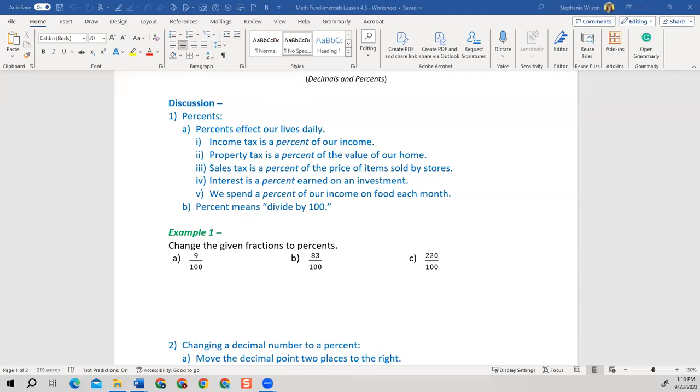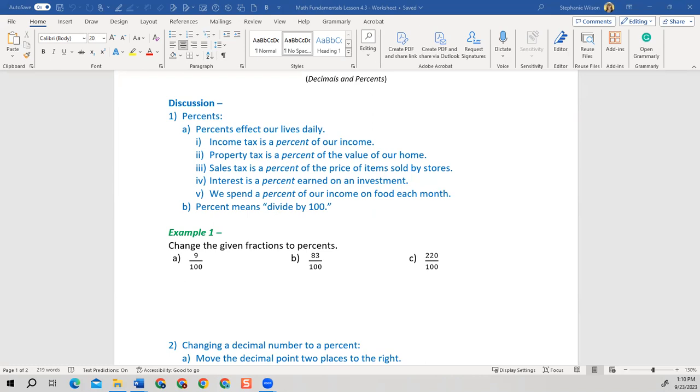Let's talk about decimals and percents. So if you want to take a minute, pause it so you can write down this information in blue or read over it, go for it. We're just going to jump right in and start solving. It says change the given fractions to percents.